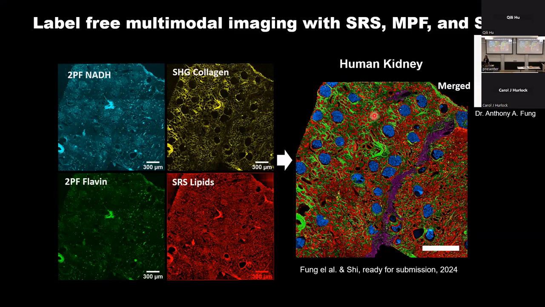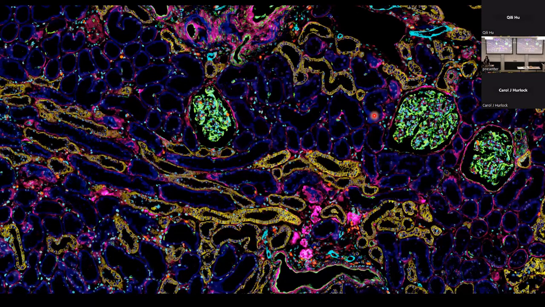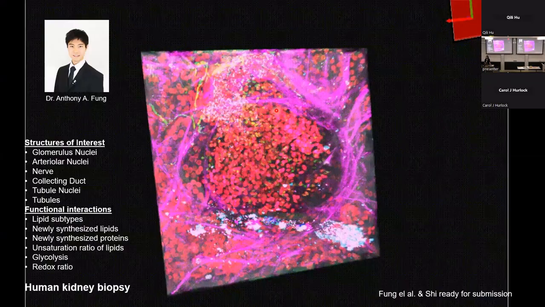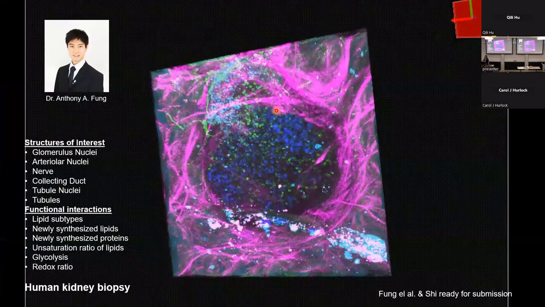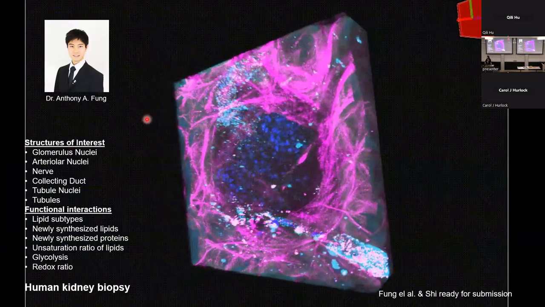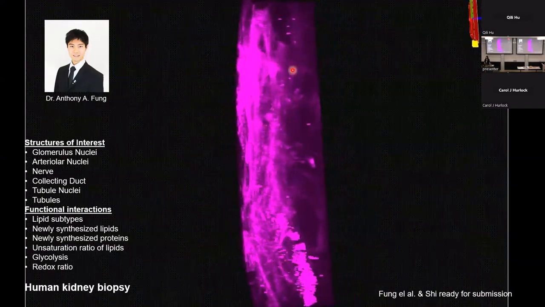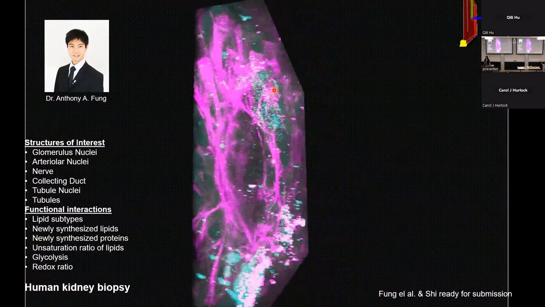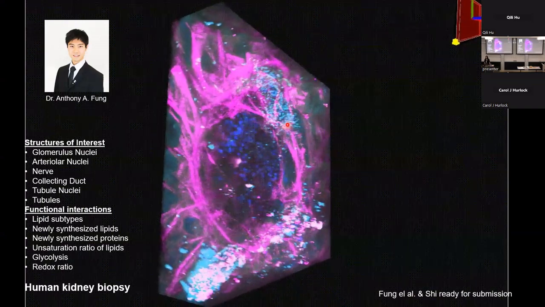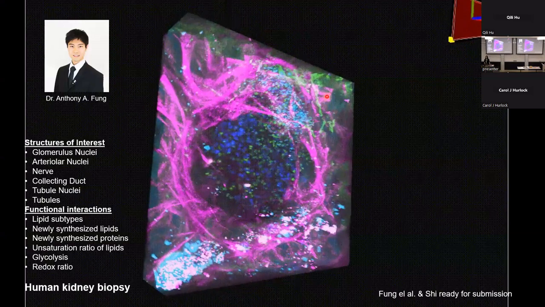Morphological information is here, but you can analyze even more. For example, you can see subcellular resolution of molecular composition differences in different structural domains. Here is a glomeruli in green color. These are the tubule side with different molecular composition. You really can see different signals, and it can be 3D. If you scan from top layer to the bottom layer, layers of the image can be reconstructed into a 3D volumetric view. In this way, the structural-functional interactions can be mapped out.